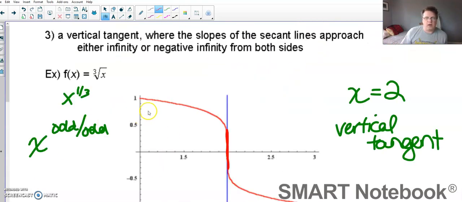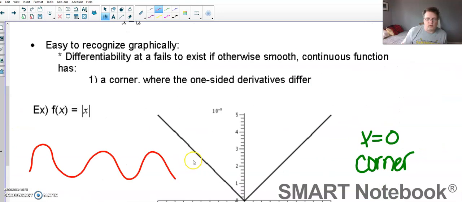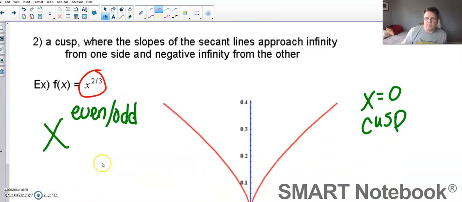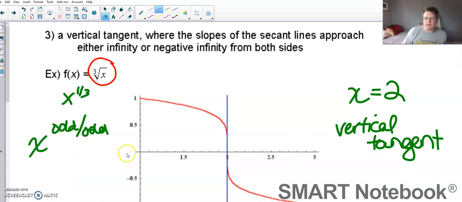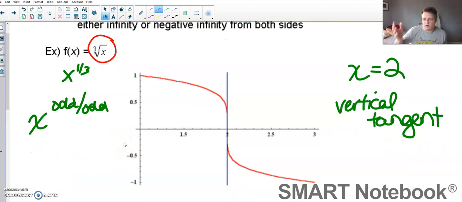The next one is a vertical tangent. What happens here is if I rewrite this as the cube root of x, I write it as x to the 1/3. If I have an odd over an odd power, I'm going to end up with a vertical tangent. The other one was even over an odd, and that gives you a cusp. So odd over odd gives you the vertical tangent, and anything over an odd is not going to work.